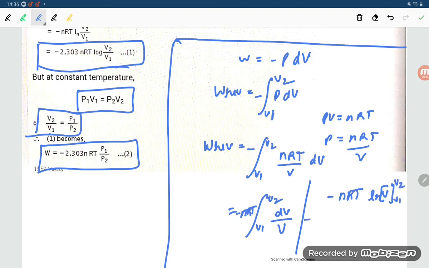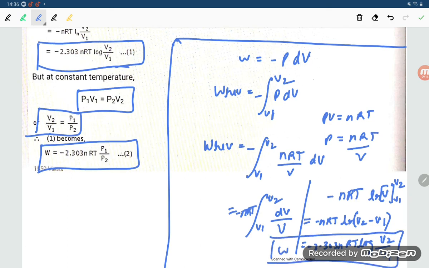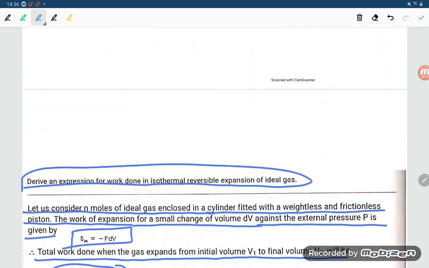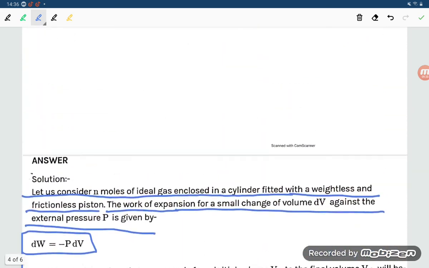So we can also write W is equal to minus nRT ln of V2 upon V1. If you are removing the ln sign, it will come as log, with the factor for the log, that is minus 2.303 nRT log V2 upon V1. This is the work done in the isothermal reversible expansion of the gas. Okay, so this way you can derive the work done in the isothermal reversible expansion of the gas.